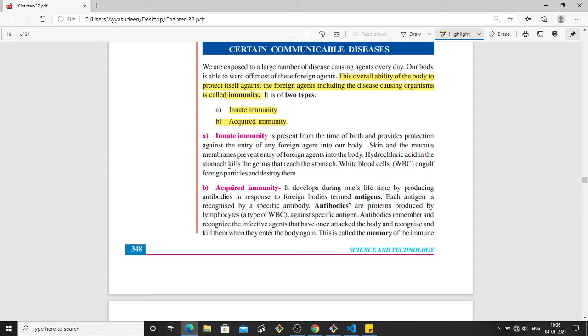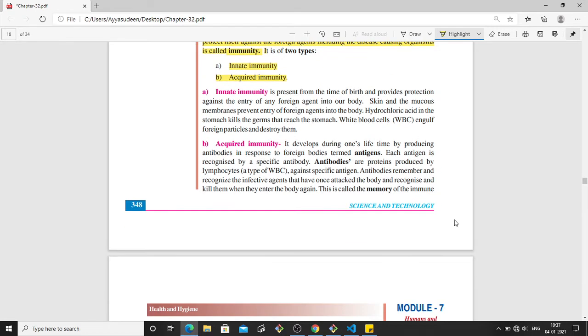It's already present. Acquired immunity develops in one's lifetime by producing antibodies. Antibodies kill the antigens. Antigens are the foreign bodies that affect our body. Okay. So antibodies are proteins. They are produced by the lymphocytes. Lymphocyte is a type of WBC, that is white blood cells. Okay, each antibody will be specific against specific antigens. Okay, so antibodies can remember a certain antigen.